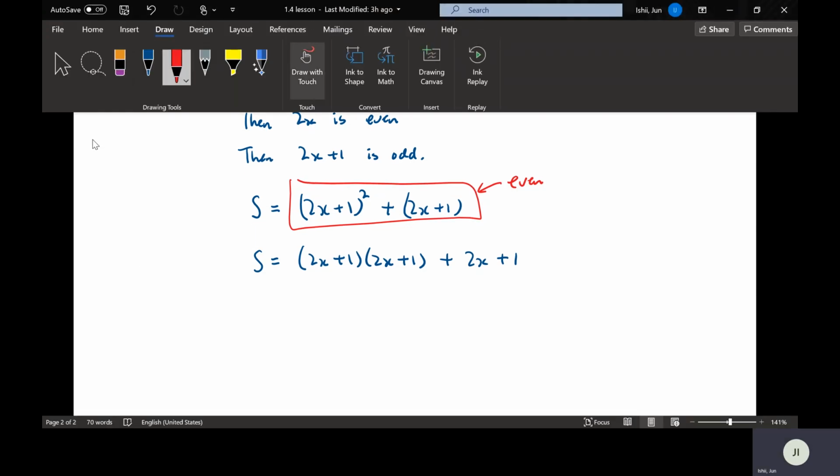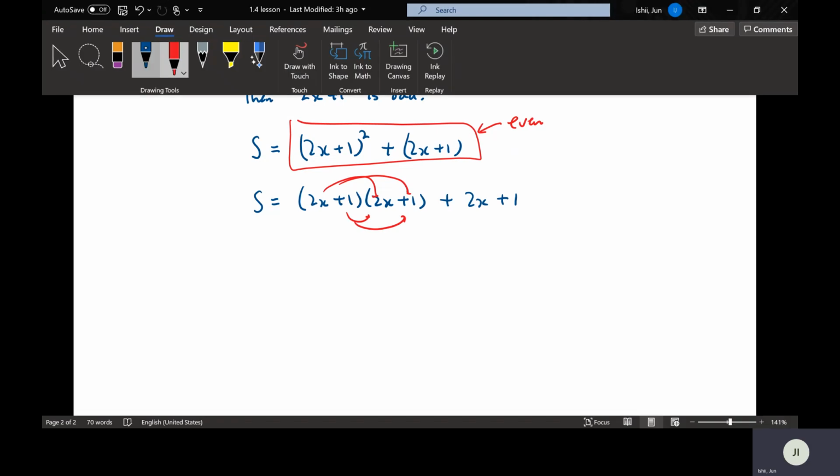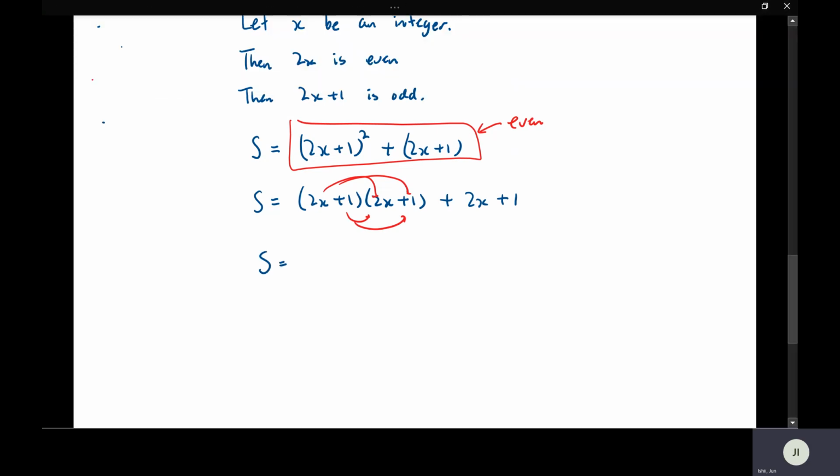Now I'm going to have to FOIL out the first set here. So first, outside, inside, last. So the sum is equal to 2x times 2x is 4x squared. 2x times 1 is 2x. And then we've got 1 times 2x, which is 2x. And then we have plus 2. That's the first set of brackets expanded out. Also have plus 2x and plus 1. So this next line here is basically the brackets expanded out, and at the end there, we have the plus 2x plus 1.